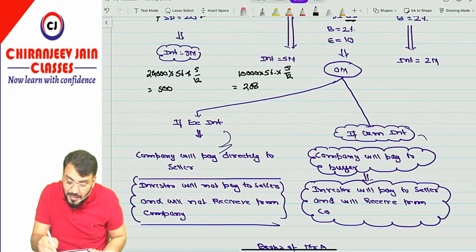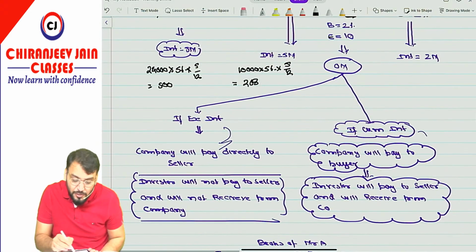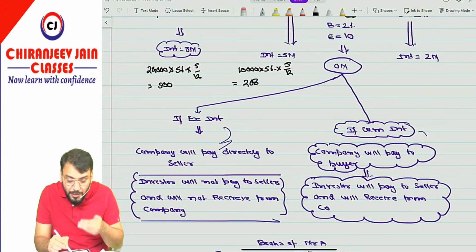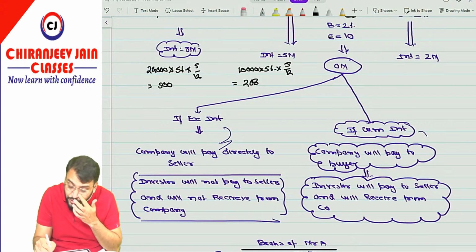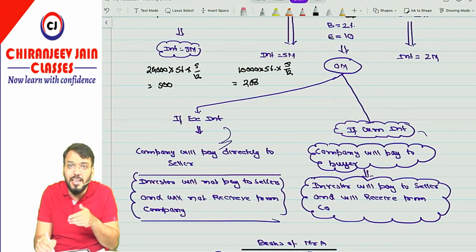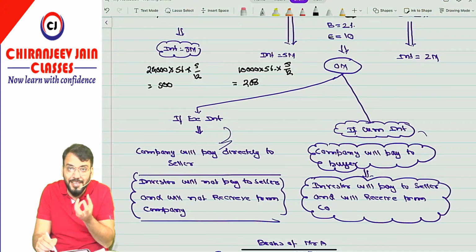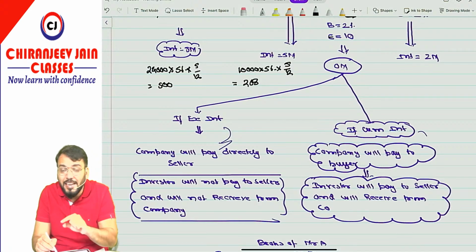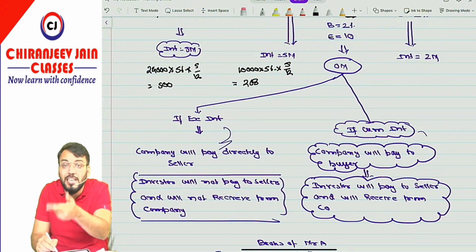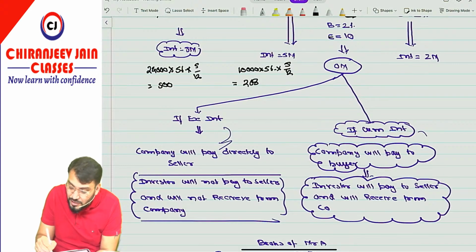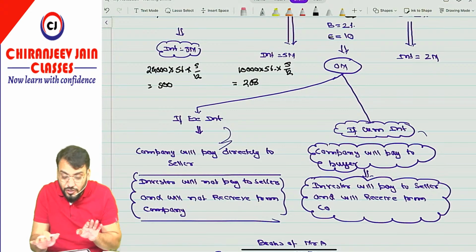So I will say that if the quotation is ex-interest, our best assumption is that the company will pay directly to the seller. It means the buyer will not pay to the seller and will not receive from the company. But if the quotation is cum-interest, then the assumption should be what? Because the quotation is cum-interest, it means the price is inclusive of interest. Correct? Price is inclusive of interest. It means in that case the buyer is paying to the seller for 6 months and then will receive from whom? The company for 6 months. So the investor will pay to the seller and will receive from the company. Got this point? So this situation will prevail.